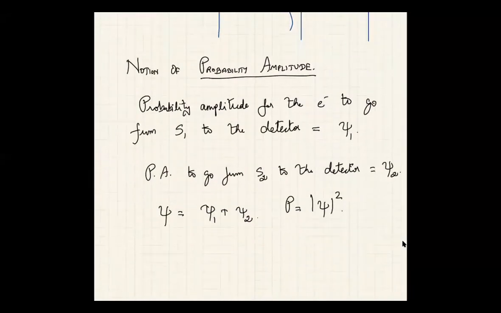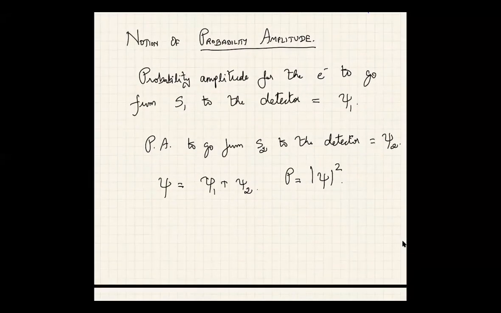To do that, I assign the notion of a probability amplitude. So every event that happens in the world has a probability amplitude, and the absolute probability that this event will happen is given by the absolute square of the probability amplitude.